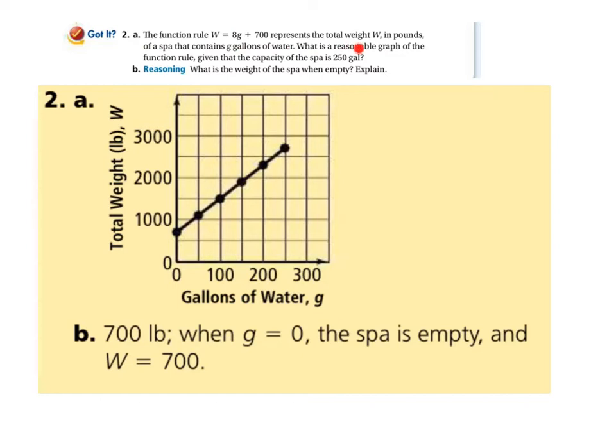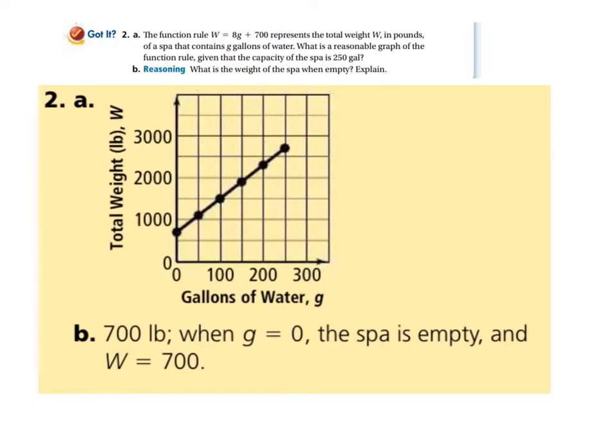Alrighty, so what's a reasonable graph, right? Given the capacity is 250 gallons, that means you can't go over 250 gallons. You put in 251, it goes over the edges. And then B, what is the weight of the spa? Well, let's talk about that one first. The weight of the spa, obviously, if there's 0 gallons of water, is 700.